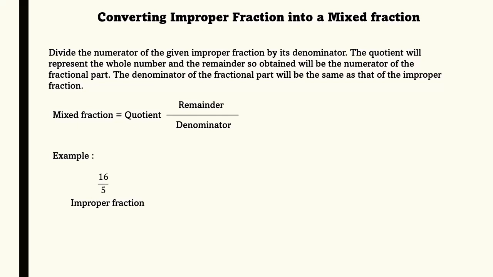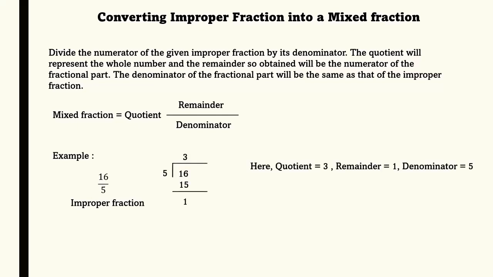Example, 16 by 5 is an improper fraction. If we divide it, here the quotient is equal to 3, the remainder is 1 and the denominator is 5. Hence, we write the mixed fraction as 3, 1 by 5.